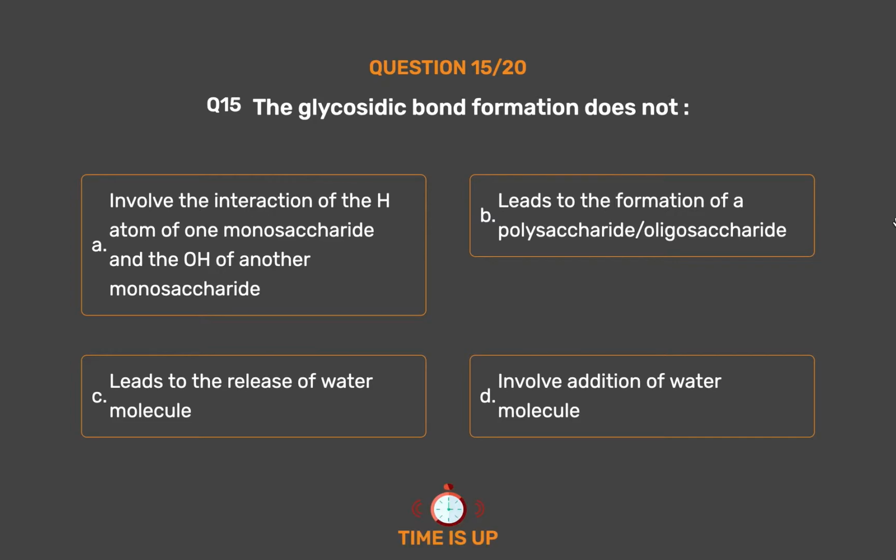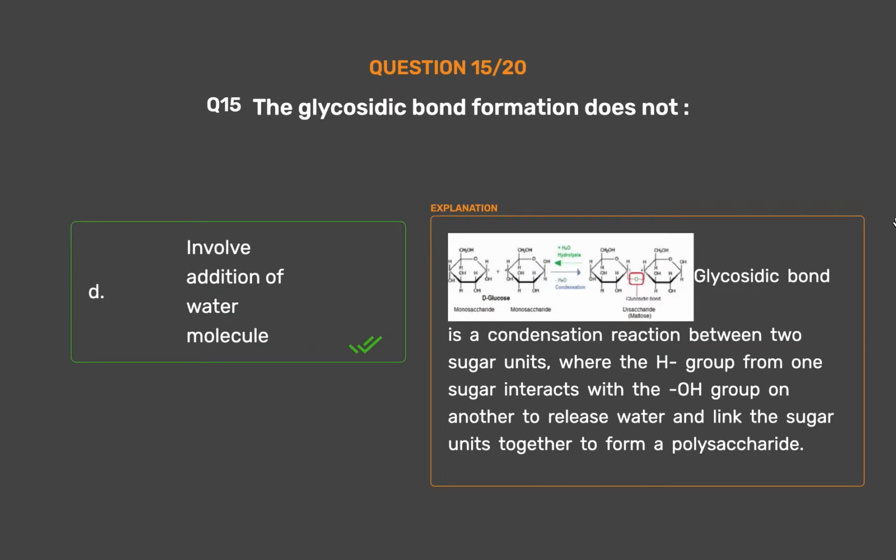The correct answer is option D. Involve addition of water molecule. Glycosidic bond is a condensation reaction between two sugar units, where the H group from one sugar interacts with the O group on another to release water and link the sugar units together to form a polysaccharide.